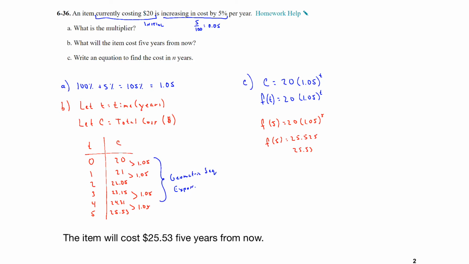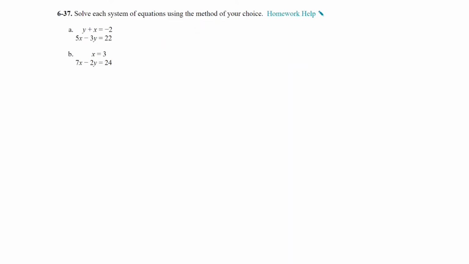So it did give you the same answer. Sometimes it wouldn't, because over here on this side, we were rounding, and that could cause some inaccuracies, whereas on C we didn't do any rounding. But in this case, it actually did work both ways where we got the same answer. So $25.53 for that. But on part C, it's really just asking for the equation.